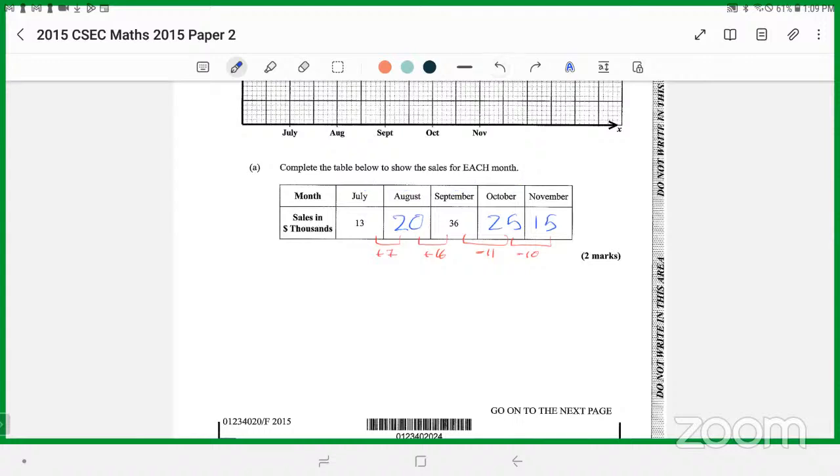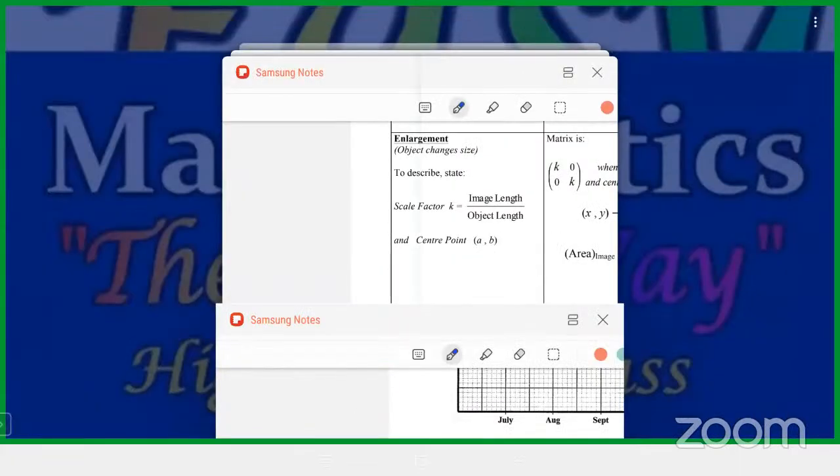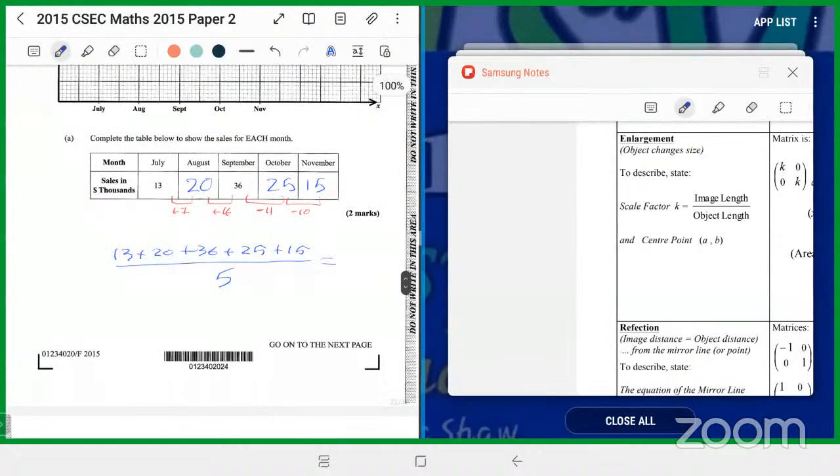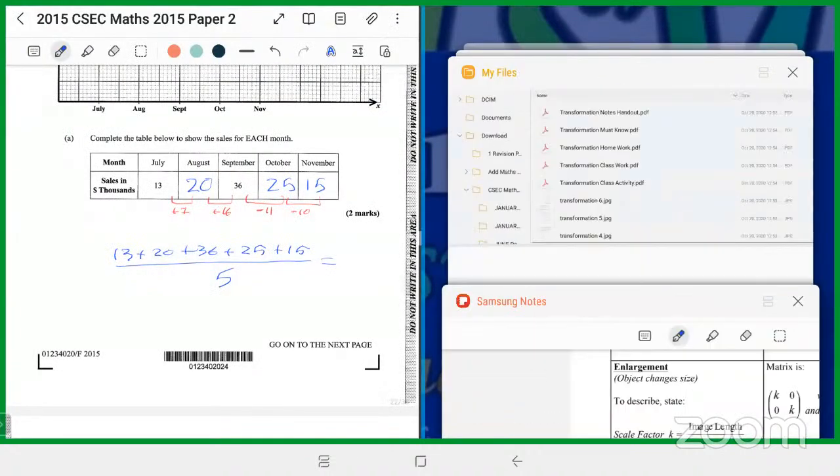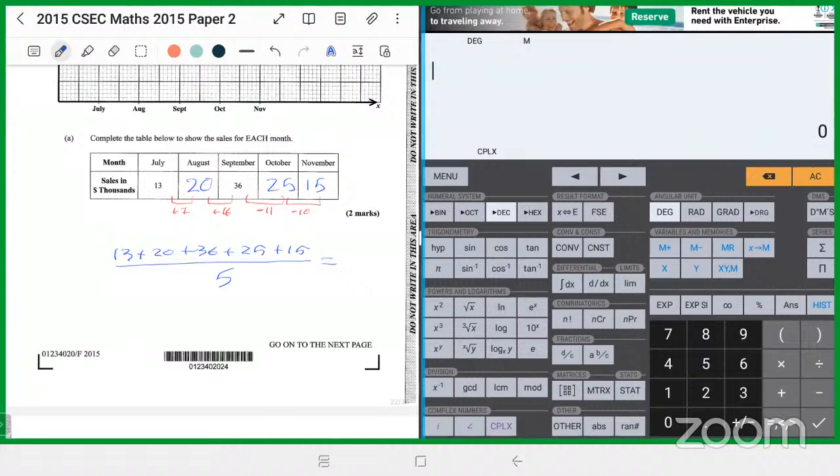All right, let me do it right here. It's going to be 13 plus 20 plus 36 plus 25 plus 15 divided by 5. Remember, you're in thousands. Let's work it out over here, and I want to copy it down. I'll move it down. So add them up and divide by the 5 values there.